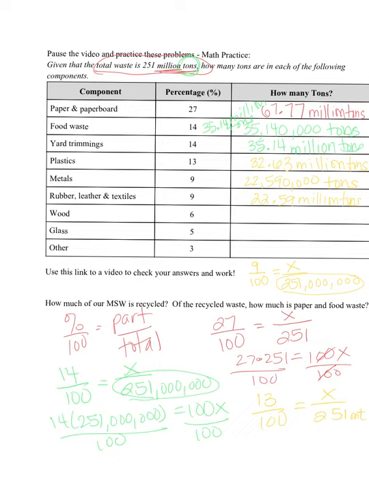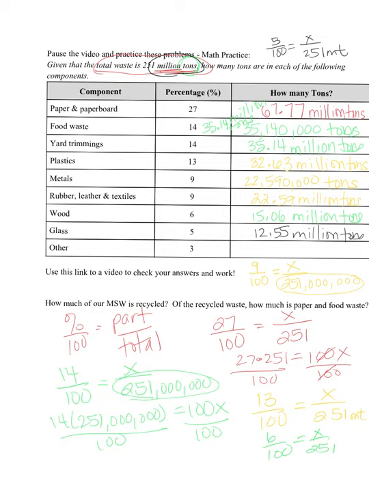For wood, my setup is 6 over 100 is what over 251. And when I go ahead and do that, I'm going to get, I believe, 15.06. Again, units matter, million tons. 5%, let's see, we'll do that one. 5% is going to be, I'll do it up here, 5 out of 100 is what out of 251. And again, maybe I should label my units, my million tons. And I'm going to have 12.55 million tons. Again, that million tons coming from there.